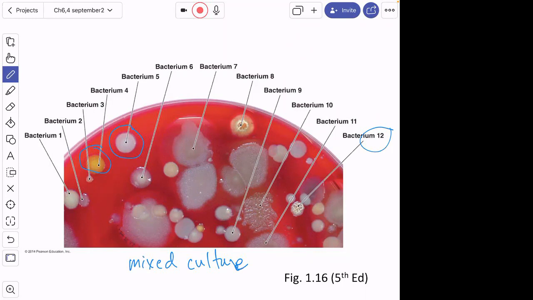If we wanted to identify what each one of those colonies was, we would need to touch a little bit of them with our loop, streak that out in a whole new culture, get it by itself, and then we could do tests to identify it.